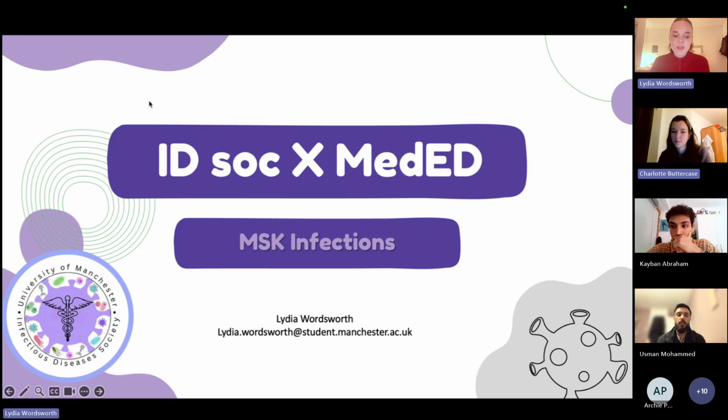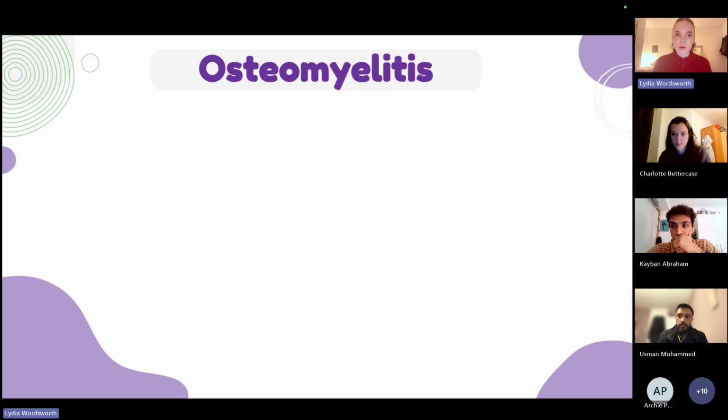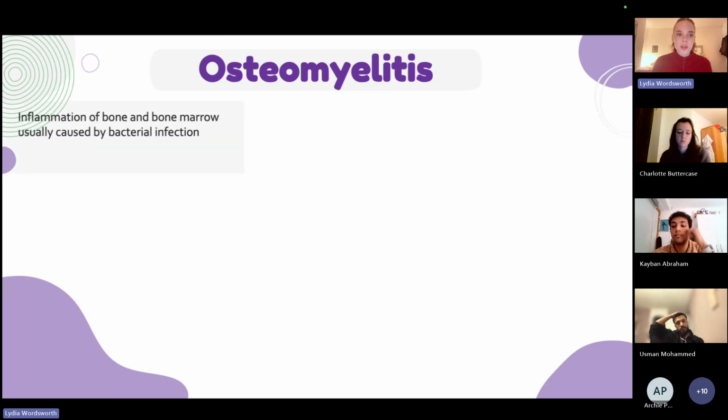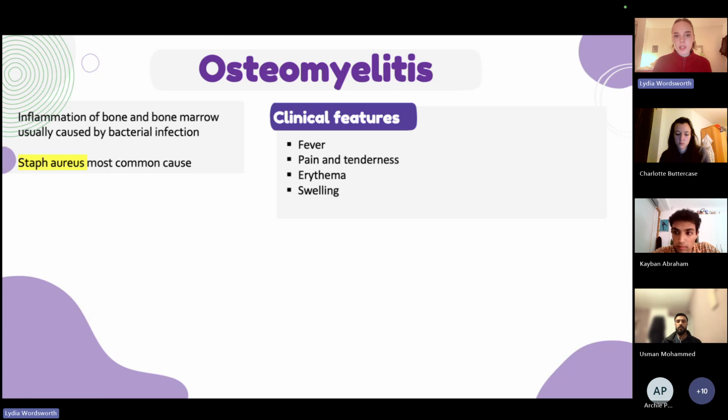You're sorted. So there's only 2 slides on MSK infections. So we're going to start with osteomyelitis. So this is essentially inflammation of bone and bone marrow, and it's usually caused by bacterial infection. And the most common cause is Staph aureus. So features, patients will have fever, pain, tenderness, erythema, and swelling.